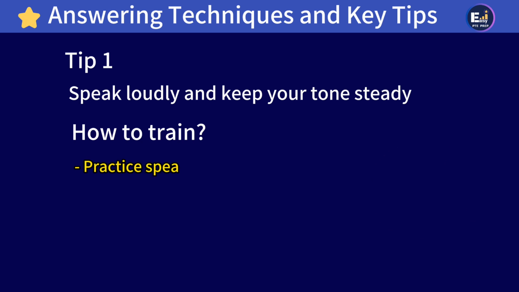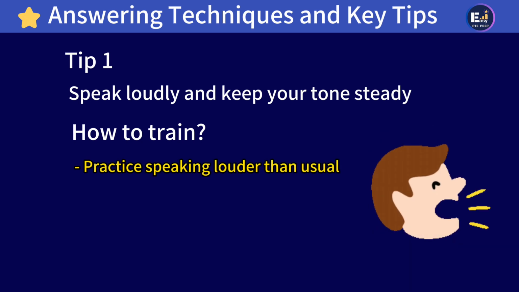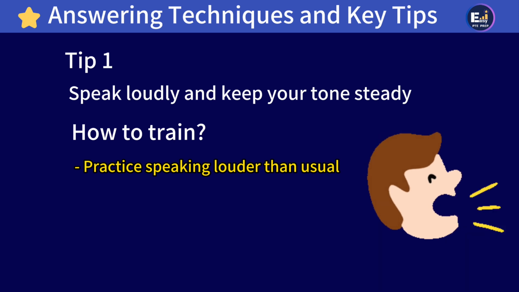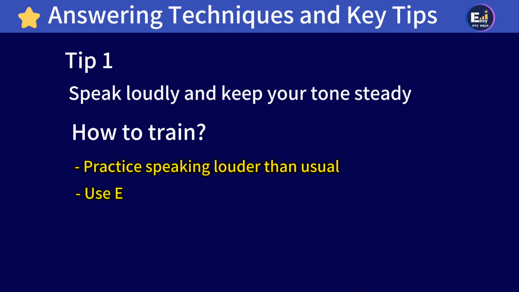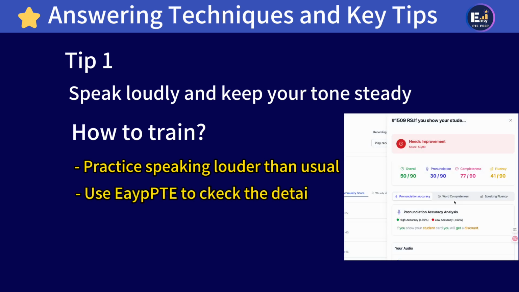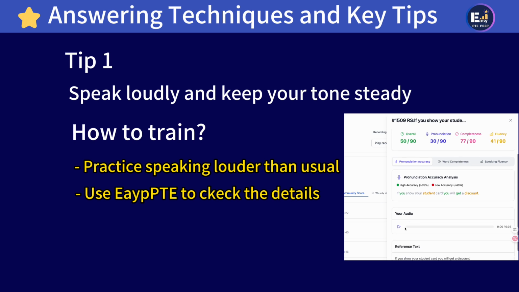First, practice speaking louder than usual. Even if you're shy or quiet, train yourself to use a strong voice. Second, use a headset plus mic to check. Do you clearly pronounce the ending of each word? Are there soft, unclear, or missing sounds? After recording, play it back and check which words the AI might not recognize. You can see the details here, it's very clear.